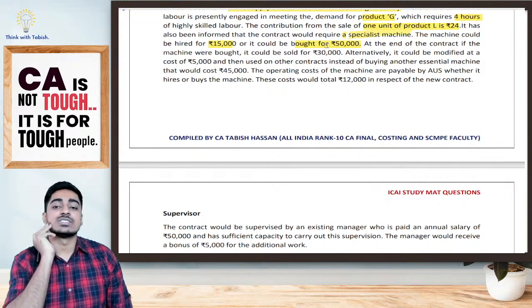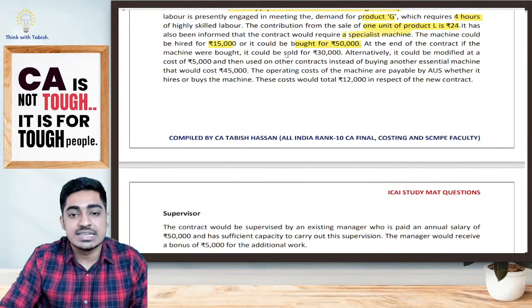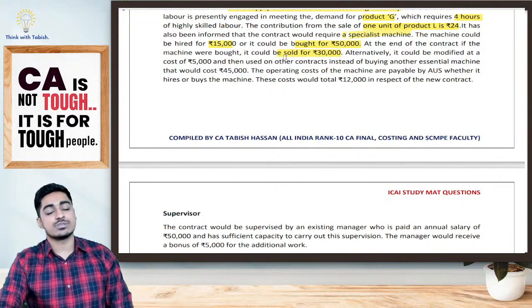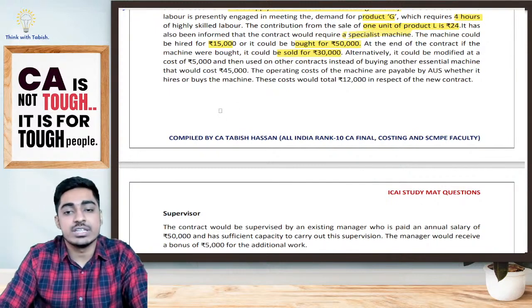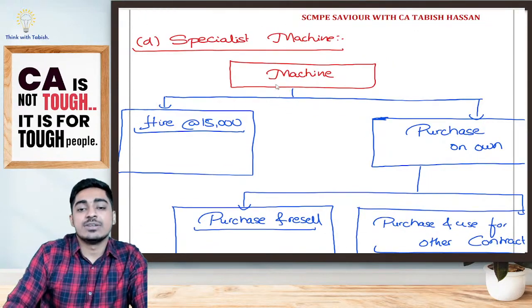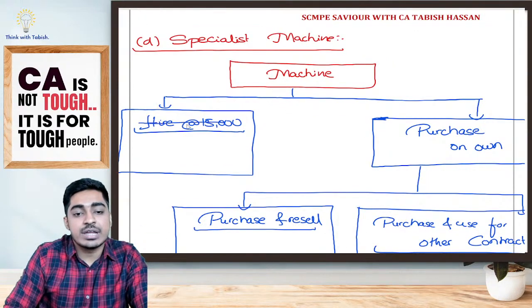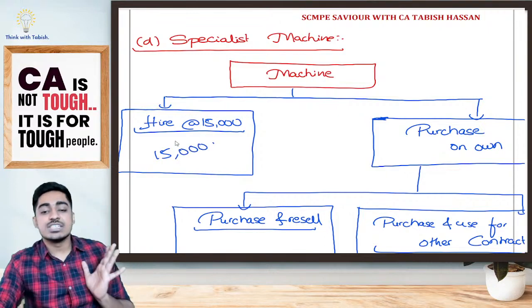If we purchase, what do we do? At the end of the contract, if the machine is purchased, you can sell it for 30,000. You buy it for 50,000, you sell it for 30,000. That cost is 20,000. So look at the question. For the machine, we have 2 options. Either we get it on hire. If we get it on hire, the hire cost is 15,000. So the relevant cost is 15,000. Or we purchase on our own.